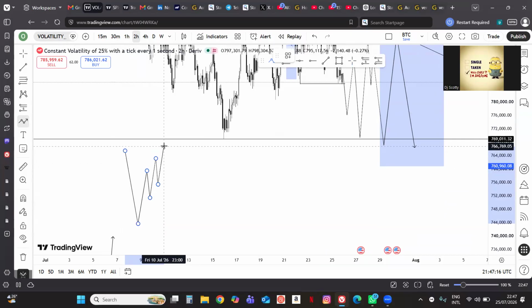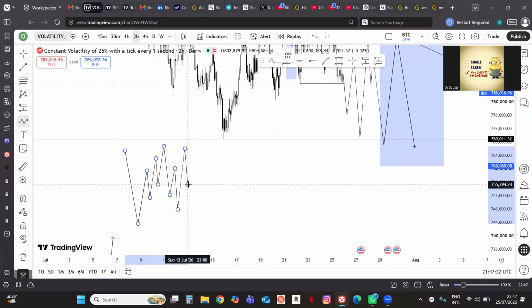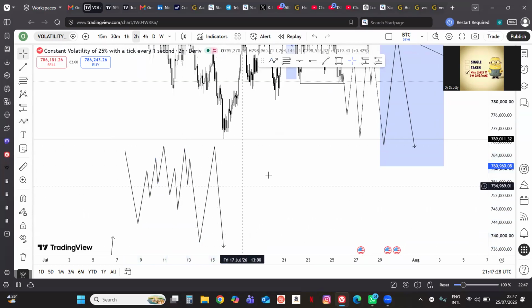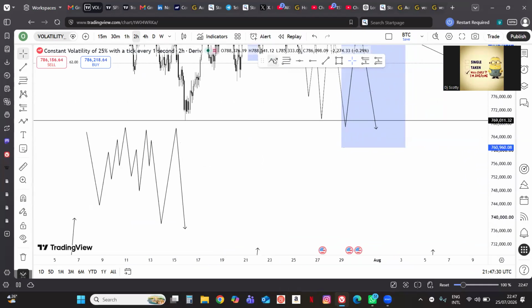As long as they are interconnecting and it breaks this structure, you have an inducement. You want to see that inducement swept. You want to see a liquidity and an overall break of structure here. Then this becomes entry. It's as simple as this.